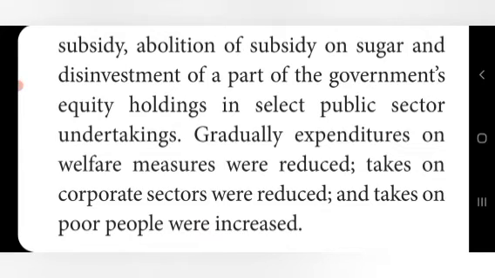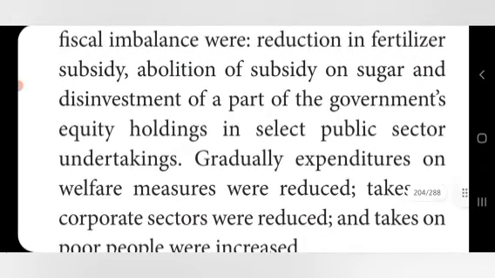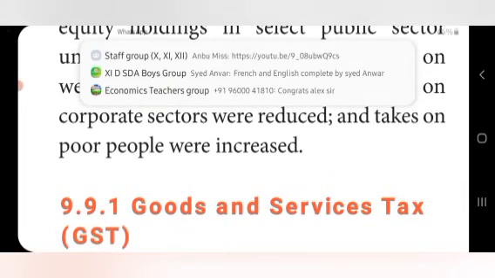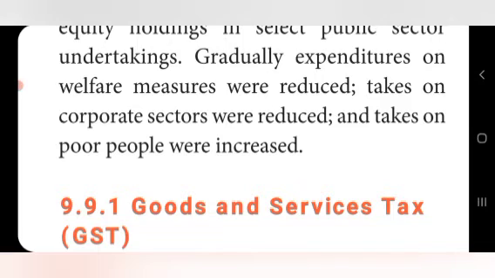Some of the important policy initiatives introduced for correcting the fiscal imbalance were reduction of fertilizer subsidies, abolition of subsidies on sugar, and disinvestment of a part of the government's equity holdings in select public sector undertakings. Gradually, the expenditure on welfare measures was reduced. Taxes on corporate sectors were reduced and taxes on poor people were increased. So these are the fiscal reforms made by the government.